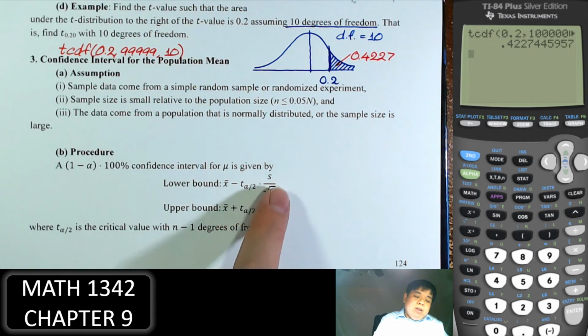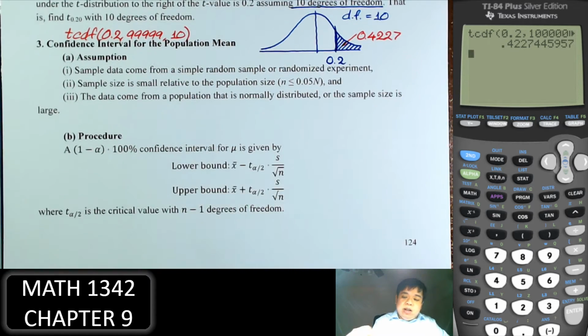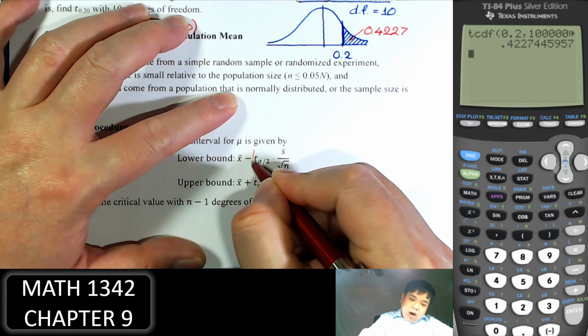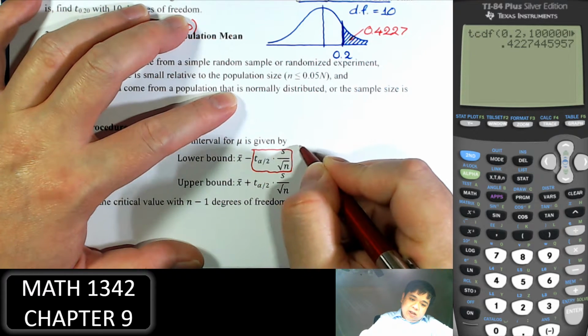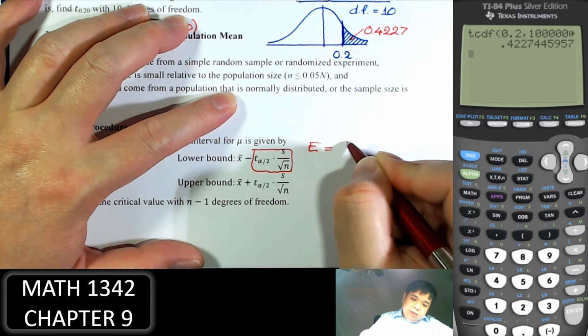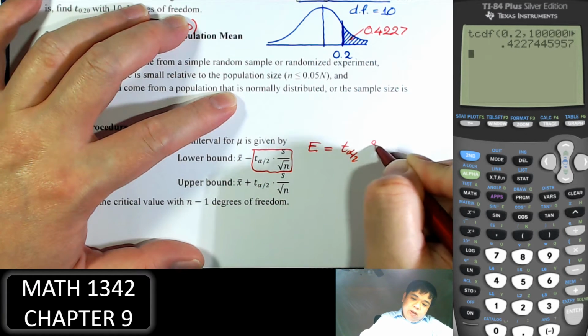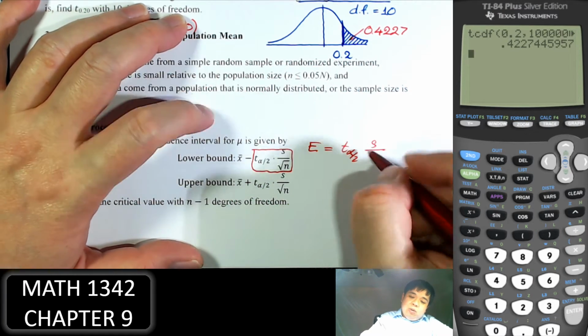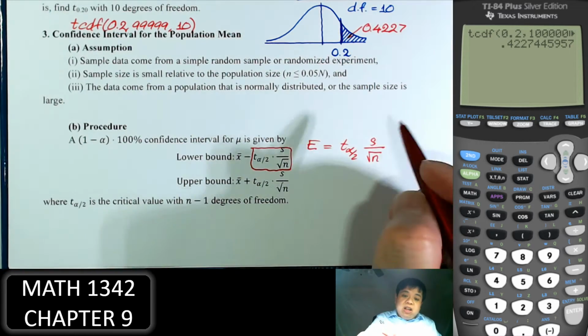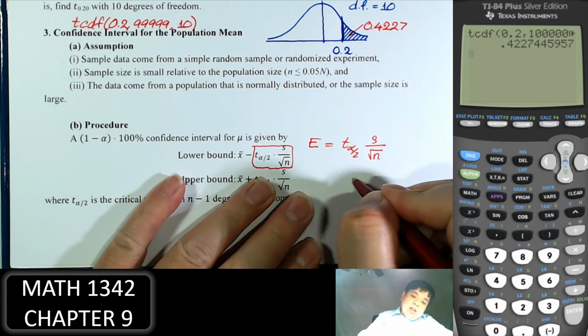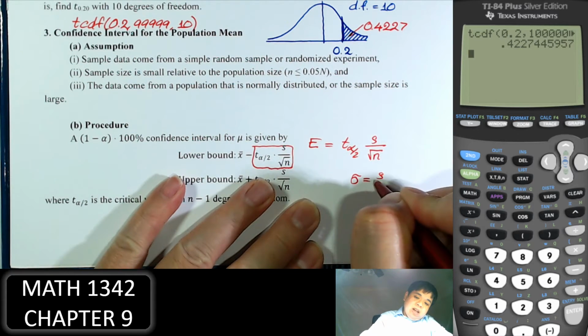And then when we estimate the confidence interval, this will be the margin of error. Just like what we have before, instead of z, we have t, and instead of the population standard deviation, we have s over square root of n. So sample standard deviation s over square root of n.